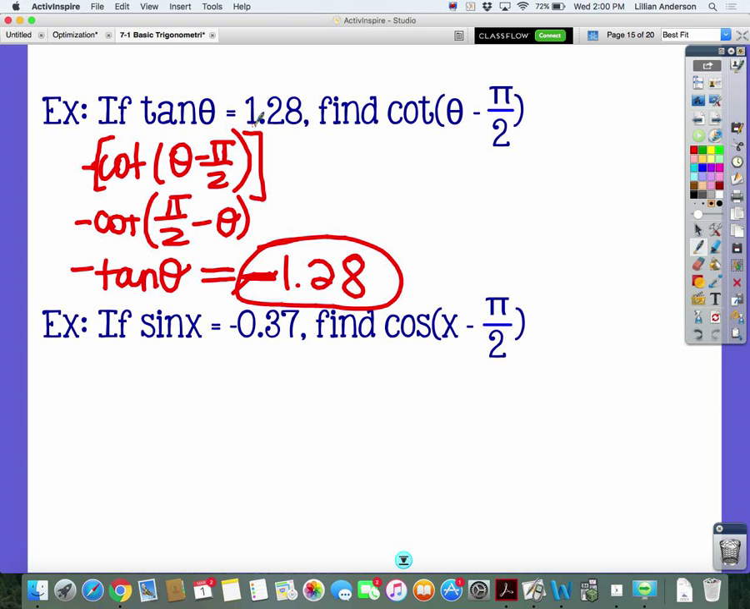It says if sine x equals negative 0.37, find cosine of x minus pi over 2. Is this written in the same format as that cofunction identity? Yes, except instead of a theta, it's an x. Does it really matter? No, it doesn't. It just represents our angle. But what did this cofunction identity equal? What did cosine of theta minus pi over 2 equal? It equals sine of x. Yes.